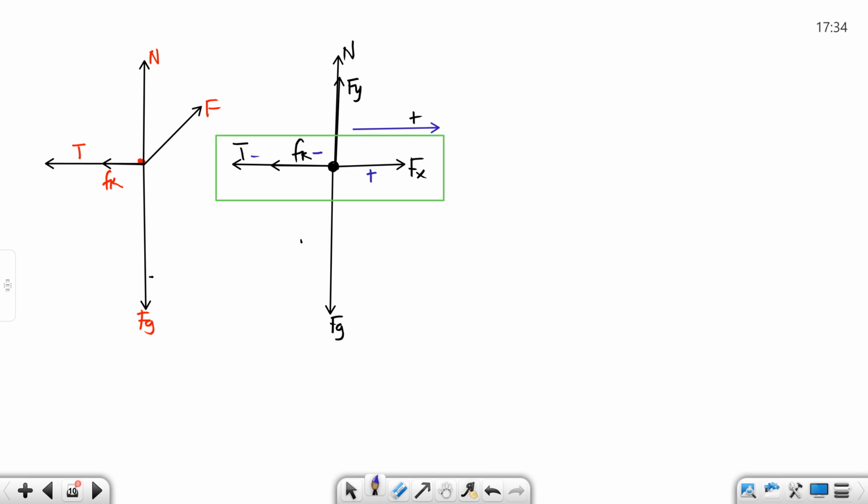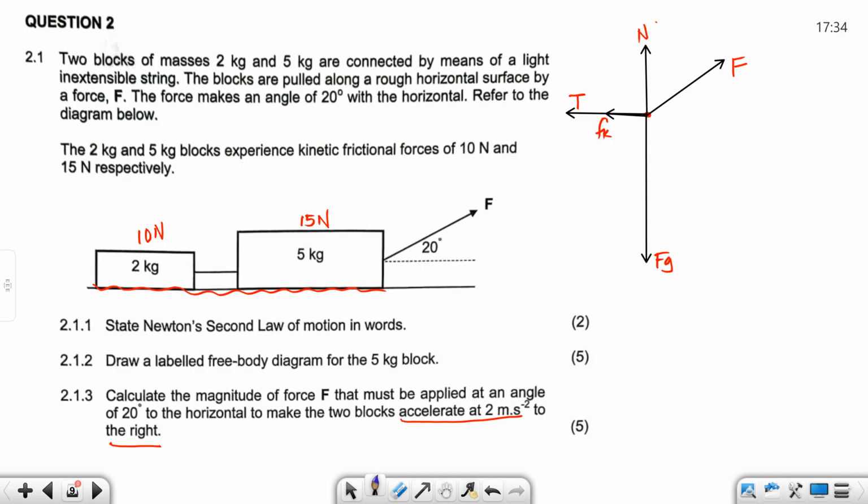I want us to quickly get what our Fx is. To get your Fx, go back to the diagram. Let's draw it on the diagram. What do we have on the diagram? That and that. Fx, and which one is opposite? It's Fy. So F sine.